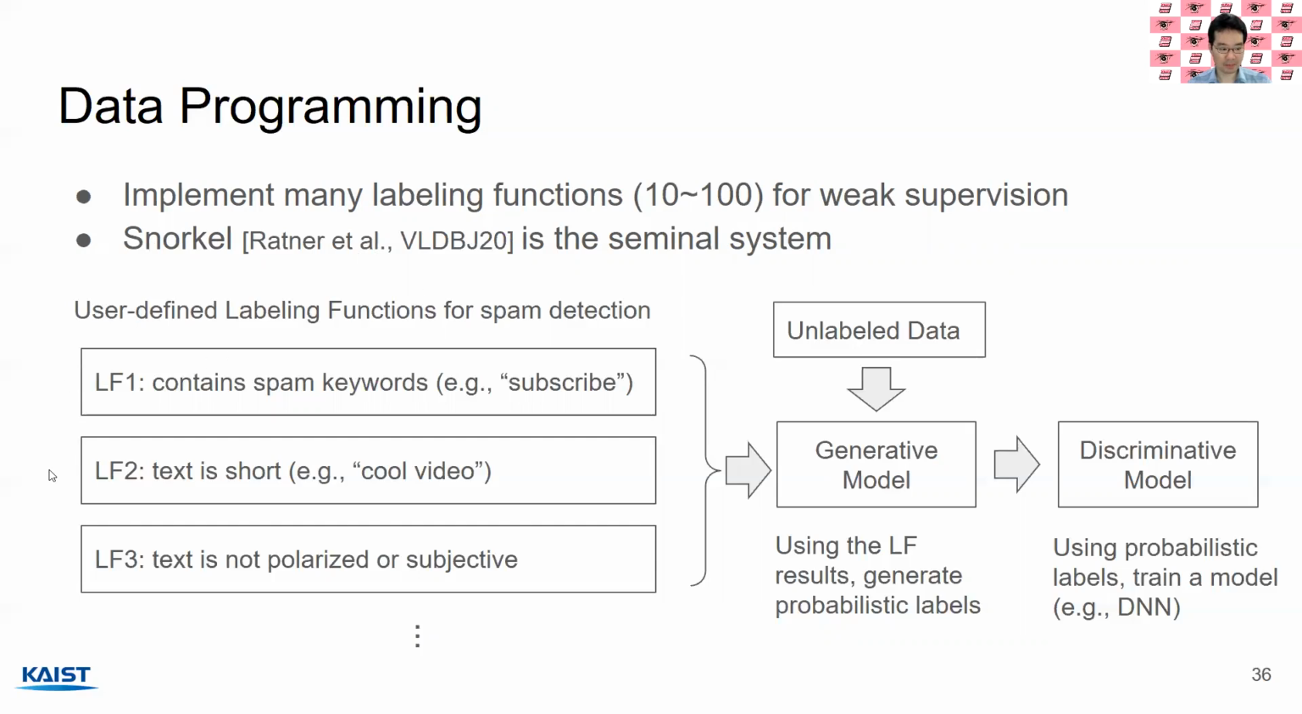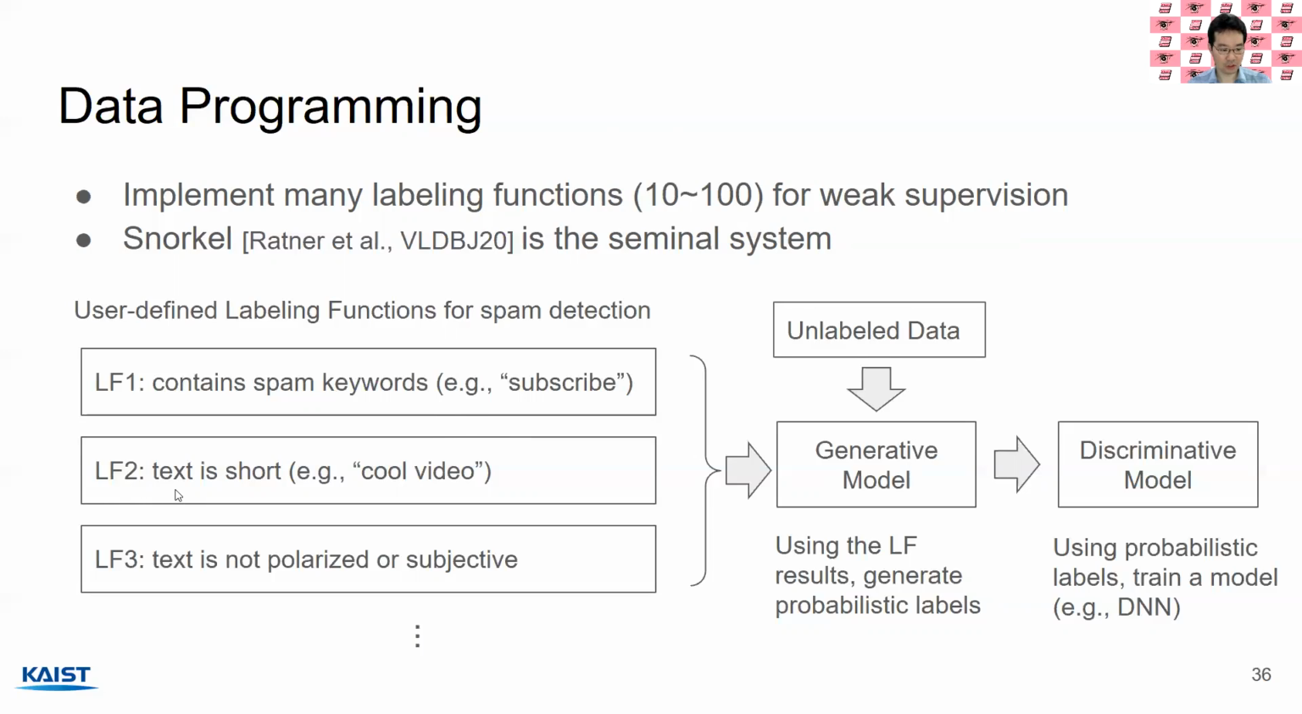So here's an example of labeling functions. Let's say that you want to perform spam detection. Now, labeling function 1 works as follows. It looks for certain spam keywords like subscribe. And if so, it guesses that the text is spammy. This itself is not perfect, but it's useful to some degree.